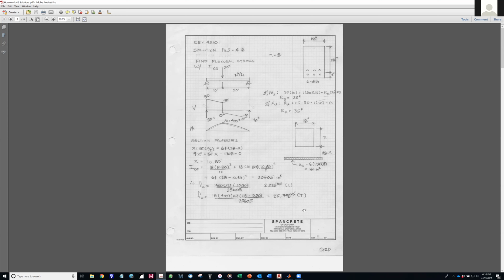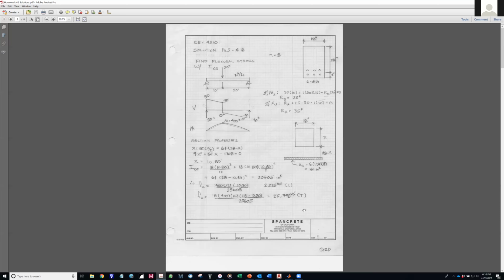Oh, so you don't need to factor it? You do not, technically. Well, it's not that you don't need to, it's that it's wrong if you do. By definition, service load checks are with service loads. Service loads have no factors on them.